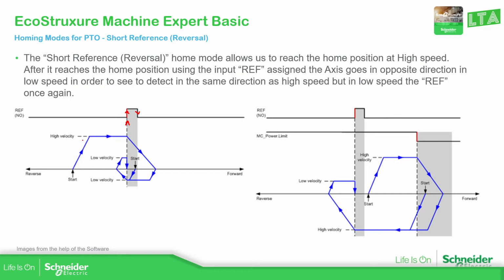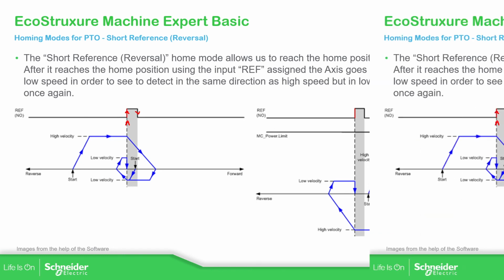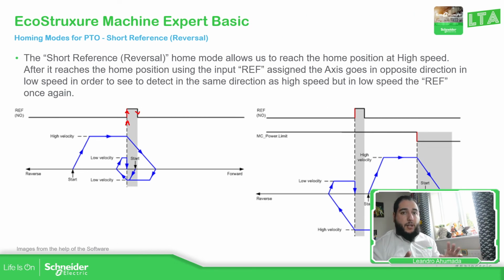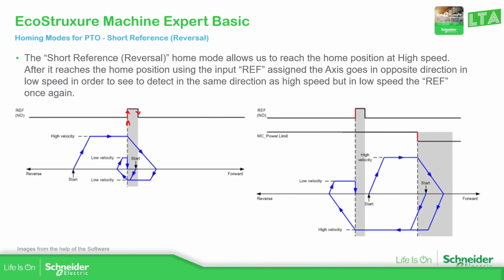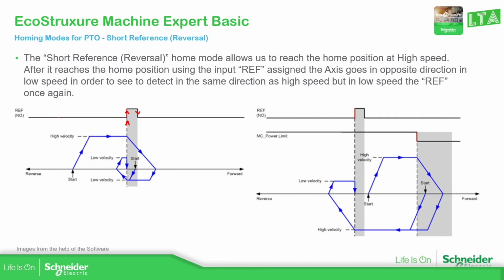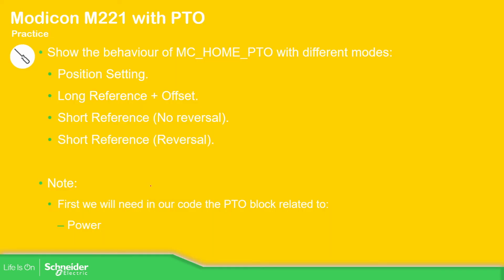So probably this one is like a combination of the previous two, and it's good when the machine is not closed. When you have the home, it just goes in the high velocity, it touches the home sensor, then it goes back in low velocity until it sees the sensor again, and then it goes back to the home position. So let's try to simulate this part on the software.